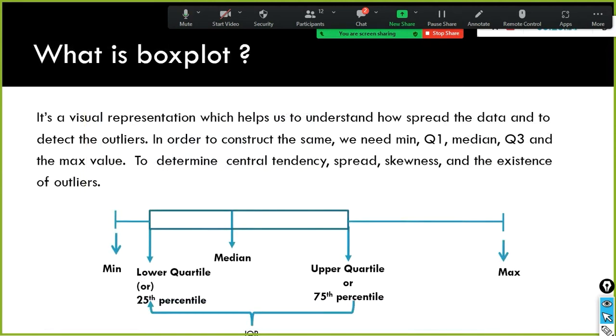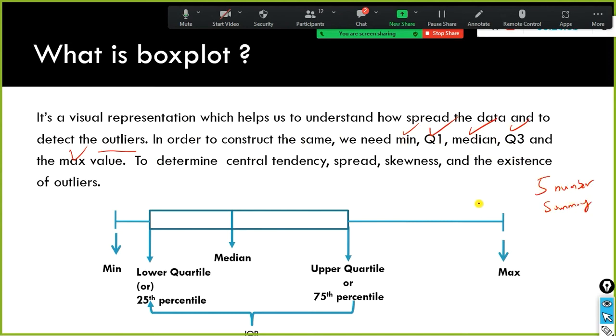Now we have something called a box plot. A box plot is a visualization tool that helps us understand how spread out the given data set is. In addition, the advantage of a box plot is that it helps us detect the outliers in the data set. So now you understood what Q1 and Q3 are, and what the median is. Median is the middle value, Q1 is the 25th percentile, Q3 is the 75th percentile, plus the minimum and maximum values. These are called your five number summary. Please note down five number summary.